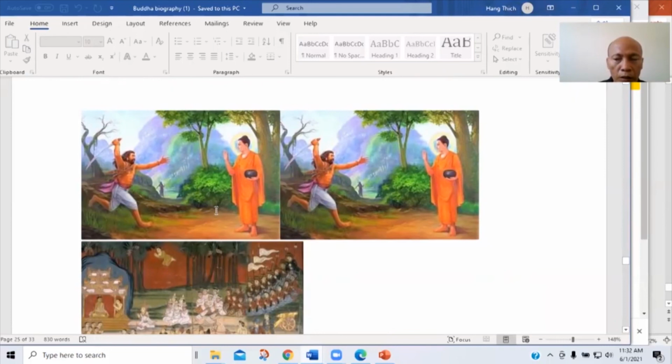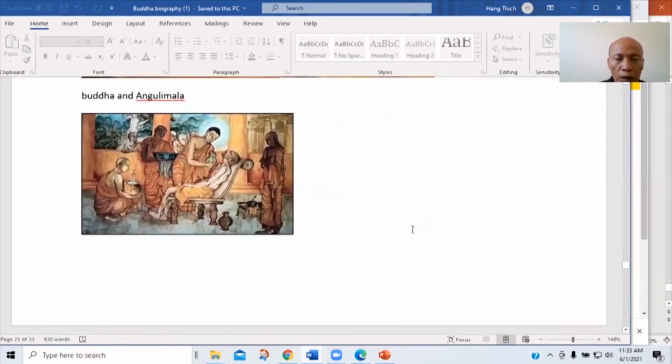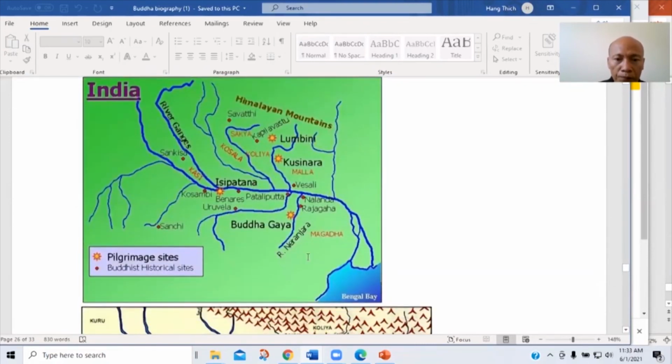subdued the criminal who killed 999 people and tried to kill the Buddha as the 1000th, but due to the Buddha's wisdom and virtue, he could subdue and convert this criminal, and later on he became a Buddhist monk too. And this image talks about how the Buddha took care of the sick monks. He reminded his students that they need to take care of sick companions.